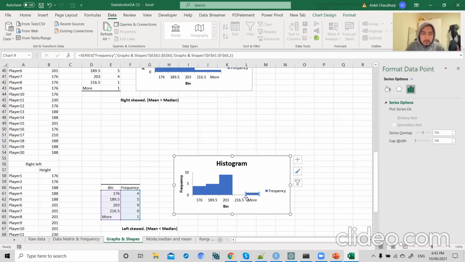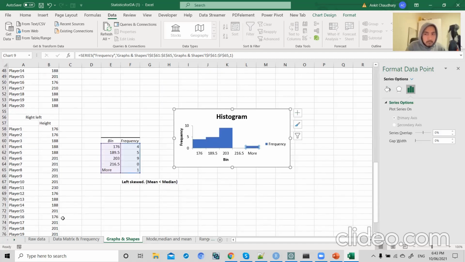So why is this weird number coming up here? Because here we can see that the maximum players have their height less than 203 centimeters. So this one looks something weird, right? Why is this showing up? The weirdness looks like an outlier. We can call it an outlier because it's not normal.